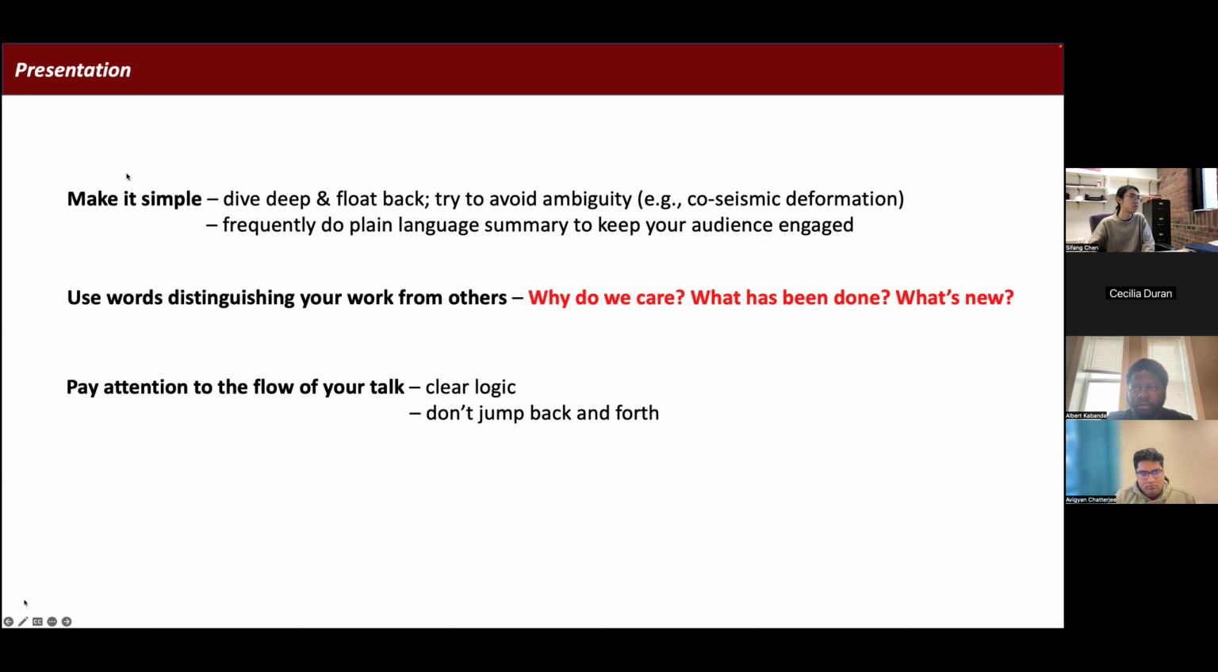Okay, and finally, or not finally, the last two points are that I think we need to pay attention to the flow of the talk. So try to make the logic of your talk clear, and then people won't need to jump back and forth to try to understand what you are talking about. So that's another point I want to make.